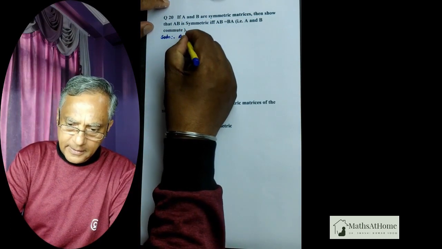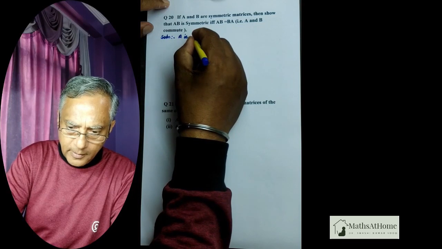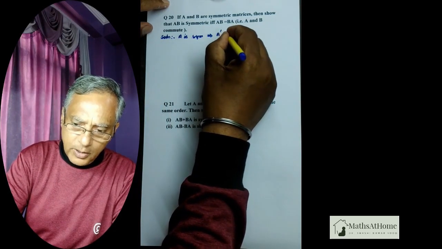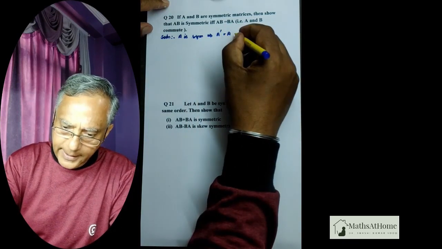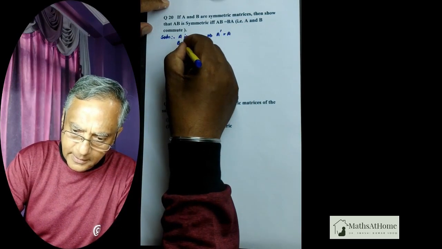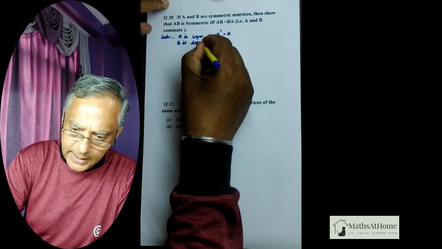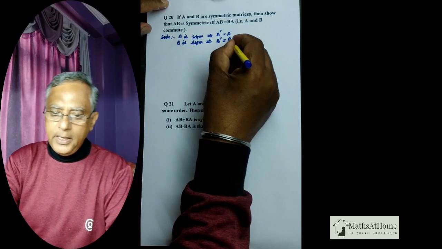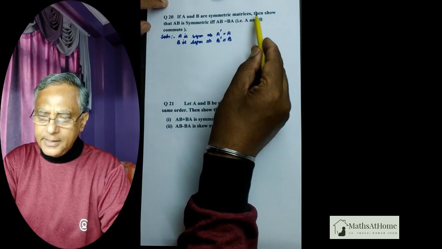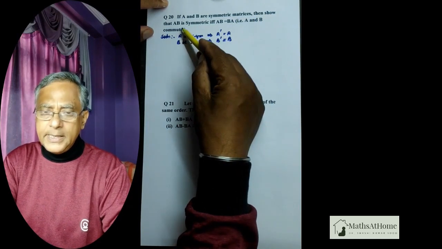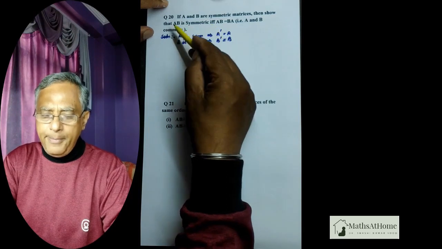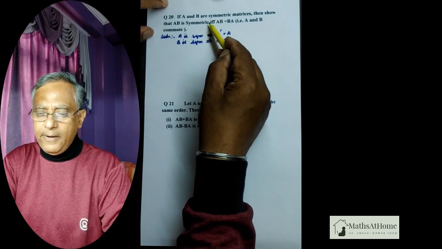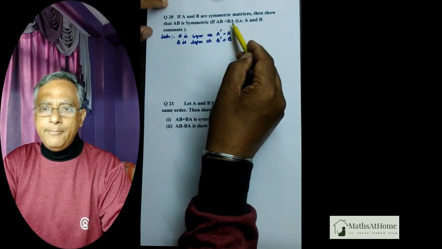In this question, we are given that A and B are symmetric matrices. A is symmetric implies A dash is equal to A, and B is symmetric, so this implies B dash must be equal to B. If A and B are symmetric matrices, then we have to show that AB is symmetric. That is, AB dash is equal to AB. AB is symmetric if and only if AB is equal to BA.